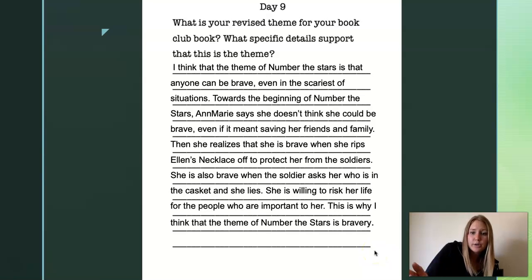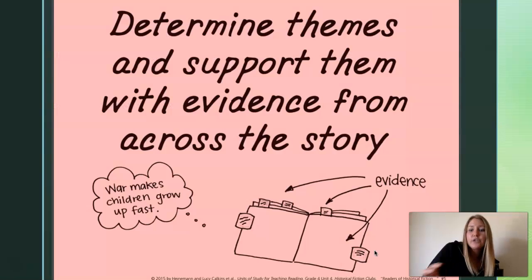Today you are going to come up with a theme statement for your book. Then you're going to use evidence from different parts of the story. That's why it says across the story. Realize I had evidence from the beginning of the book and the end of the book in my example, and you're going to want to use that too. So evidence from across the story is how you're going to support your theme. All right, so now you can go do this work for your book club book. If you have not already read the pages for your book club book, make sure you're doing that and staying caught up.